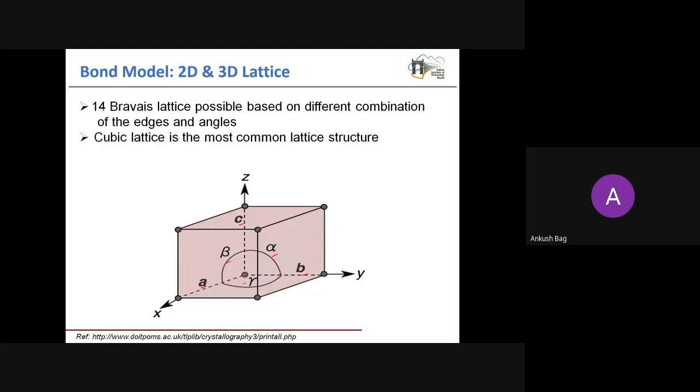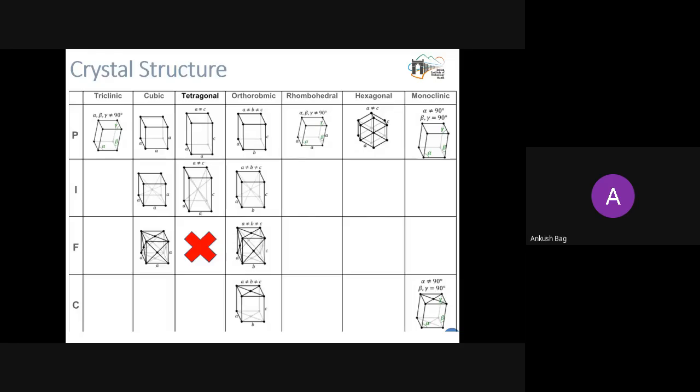So there are 14 types of this lattice possible, based on your different combination of edges as well as angles. So these are some crystal structures. Of course, this is just for your information, and our most interesting semiconducting material, that is silicon, is what we'll discuss mostly. So this is a diamond crystal.